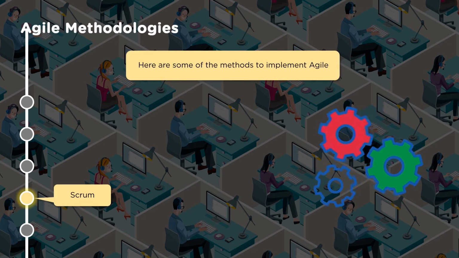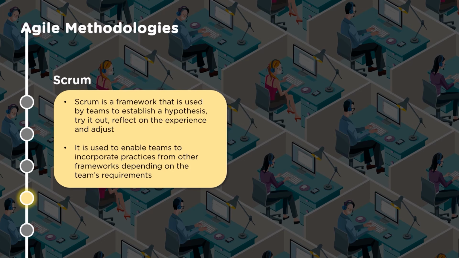So next, one of the popular methodologies would be Scrum. Scrum is a framework that is used by teams to establish a hypothesis, try it out, reflect on the experience and adjust. It is used to enable teams to incorporate practices from other frameworks depending on the team's requirement. It's a simple framework which speaks about a product owner, a scrum master, a self-organizing team. Some of the terminologies it uses are sprint, daily scrum, product backlog, sprint backlog. So it's very essential to understand this framework. It is simple and easy to adopt.